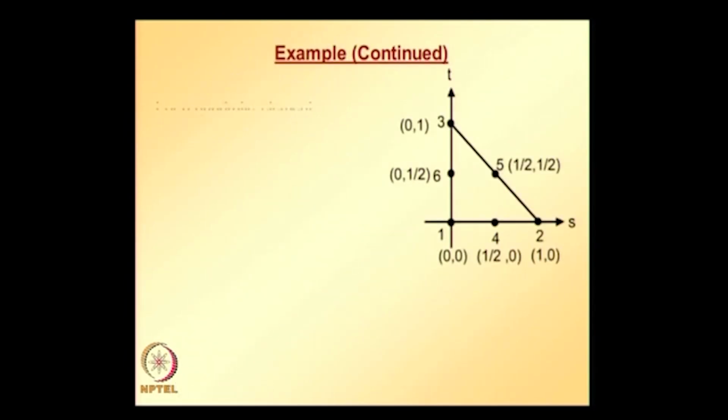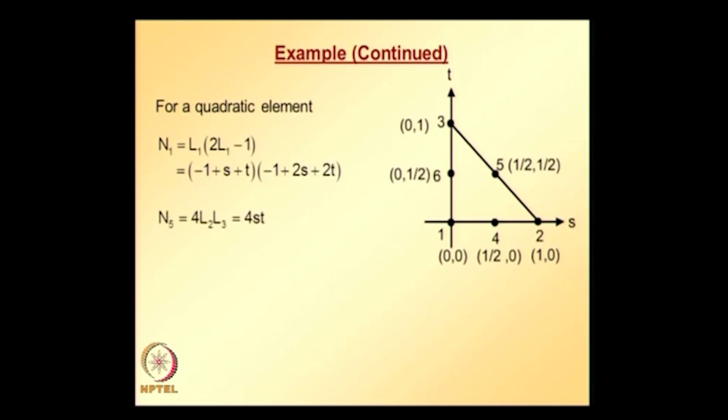For a quadratic element, N1 is this, N5 is this, so the integral becomes this one. The integrand is nothing but minus 1 plus s plus t times minus 1 plus 2s plus 2t, whole squared, times 4st. So that is the integrand.